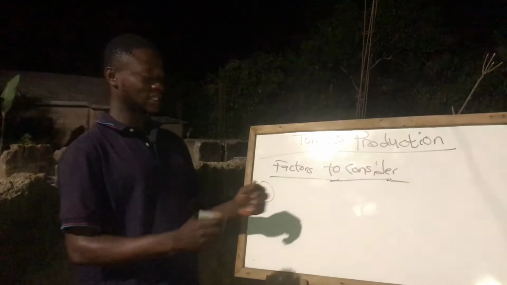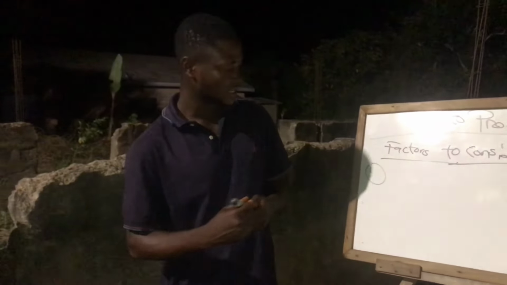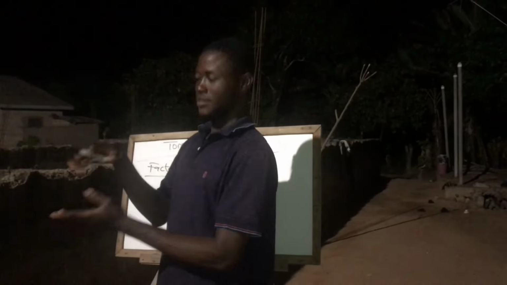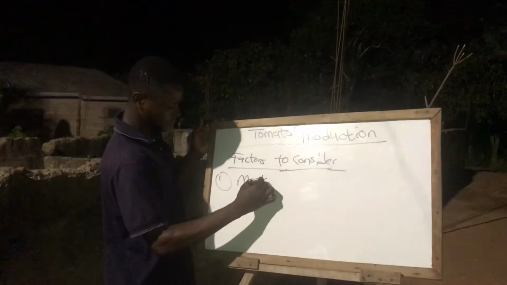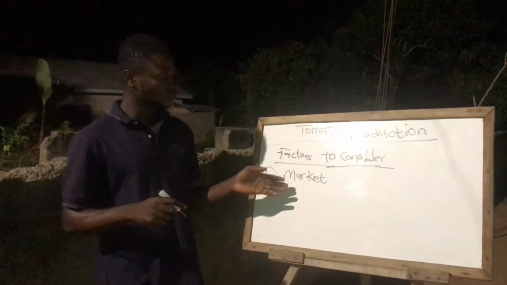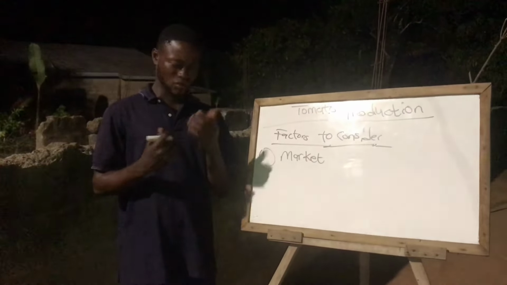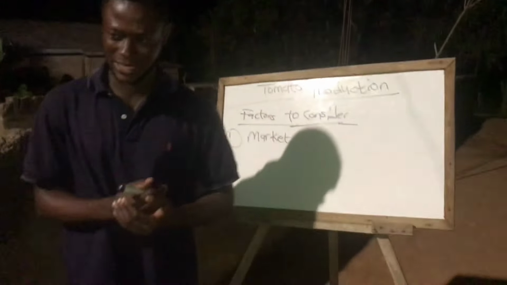One factor of production is the availability of land. But sometimes we consider the market to be first before the land. Before you consider your land, you have to make sure that you have the market. Sometimes some people call me and ask, oh bro, I want to do tomato production.